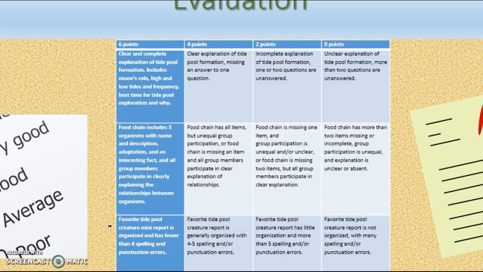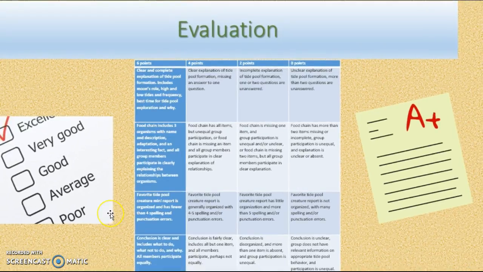And the next 6 points will be for your mini report about your favorite tide pool creature, and you'll have to include all the information that it says to, and have 4 or fewer spelling and punctuation errors. And then your last 6 points are going to be based on your conclusion that you give them about their behavior at the tide pool and how they should conduct themselves there. And also very important, you only get all points if on the group parts you are all participating in presenting that and in the research.